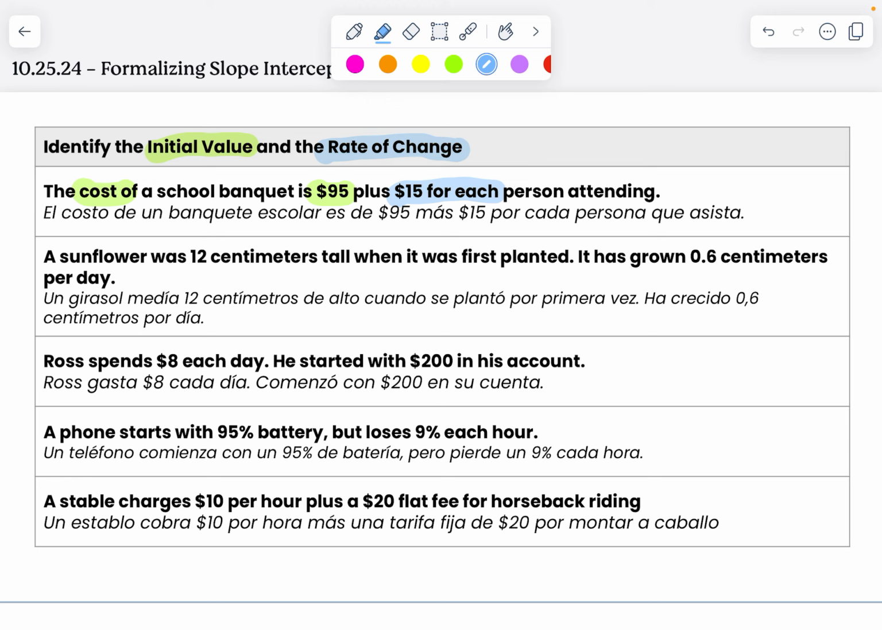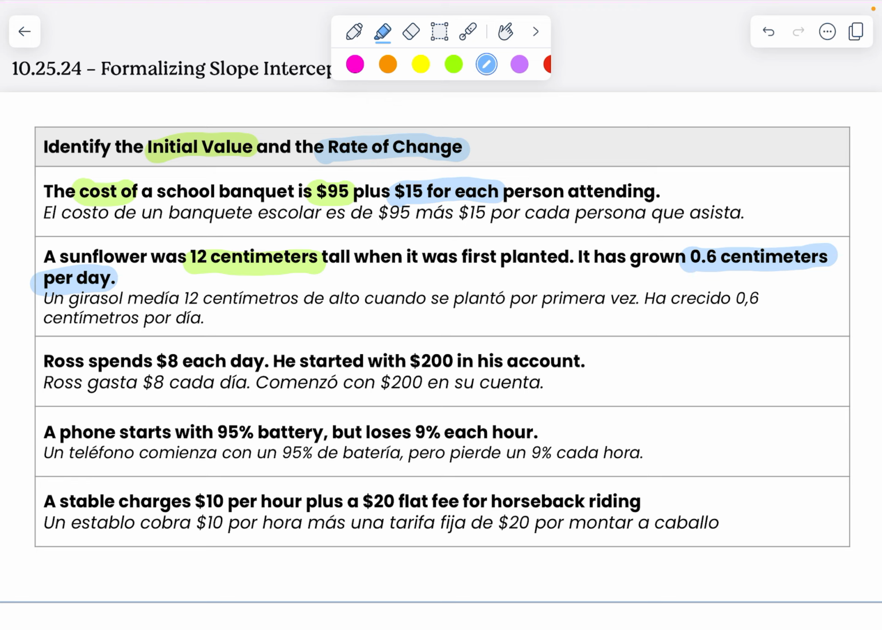The second situation says a sunflower was 12 centimeters tall when it was first planted. It has grown 0.6 centimeters per day. What's the initial or starting amount of this sunflower, right? When it was first planted, how tall was it? It was 12 centimeters. And how much did it grow every single day? That is its constant rate of change. It was 0.6 centimeters, again, per day.